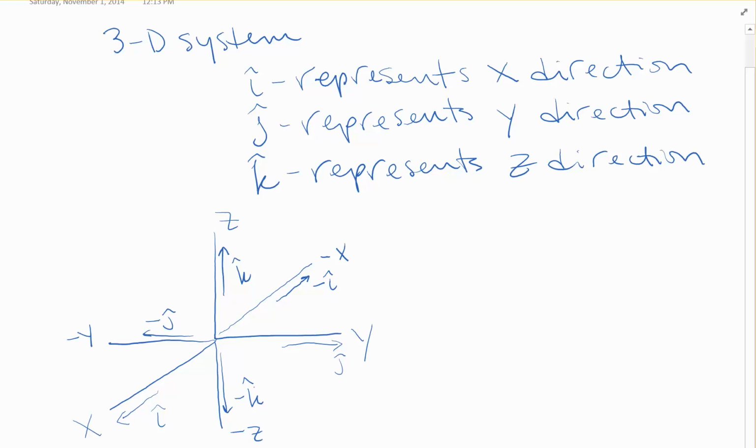So in the next lesson we'll go over how to put these unit vectors together and create force vectors, position vectors, and we'll put it all together and do some examples. Alright, see you then.